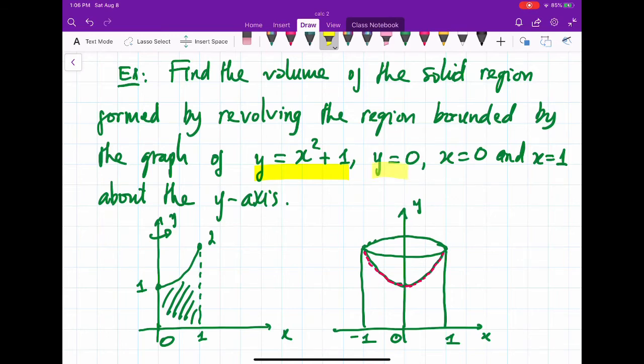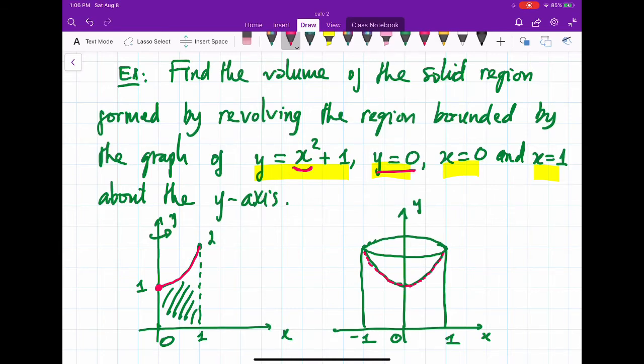Another one is y equal to 0, x equal to 0, and x equal to 1 about the y-axis. So let's see, what is y equal to x squared plus 1? So that is the parabola, right here. Okay, so you just have the parabola x squared and then you shift that up one unit, so you get this.